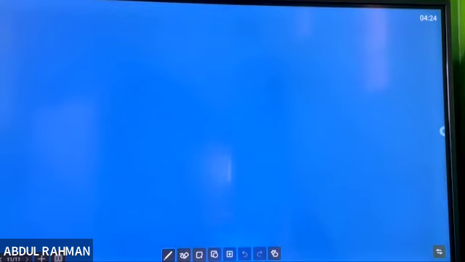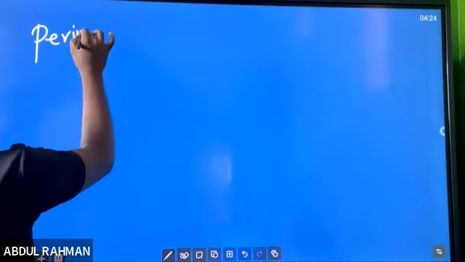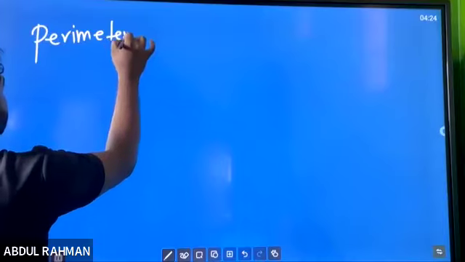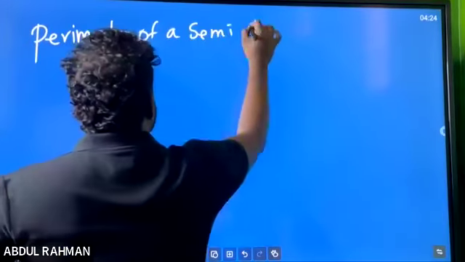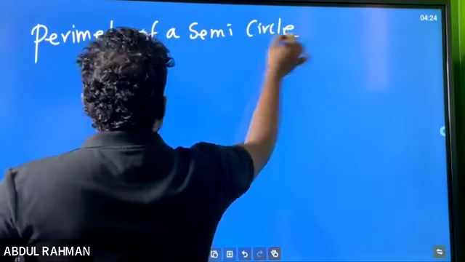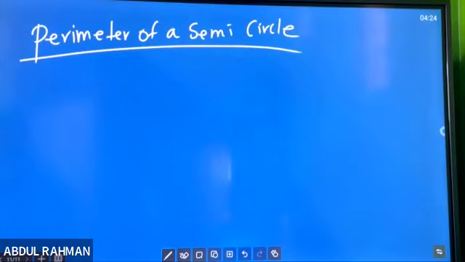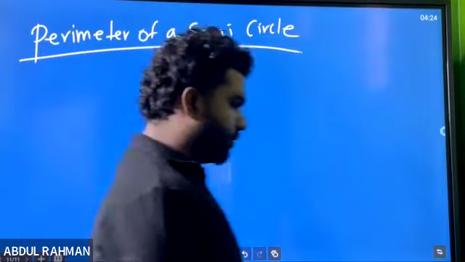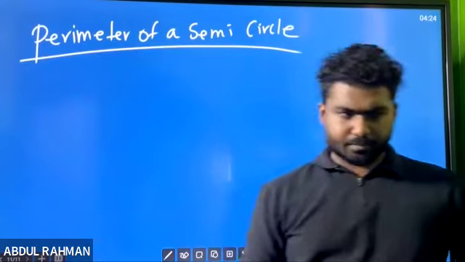Okay, moving to the next one. Perimeter of a semicircle. Those who have the physical book, please turn to page number 45.